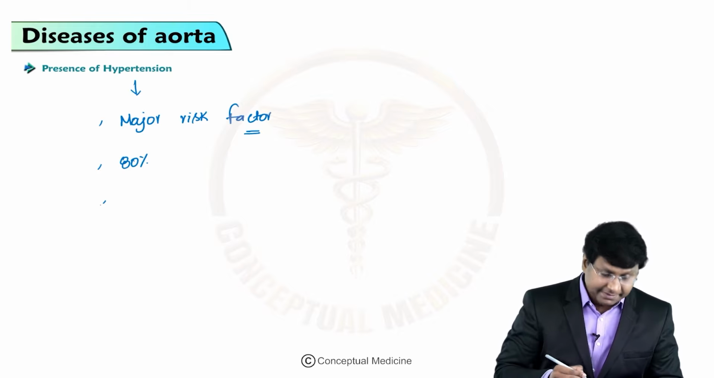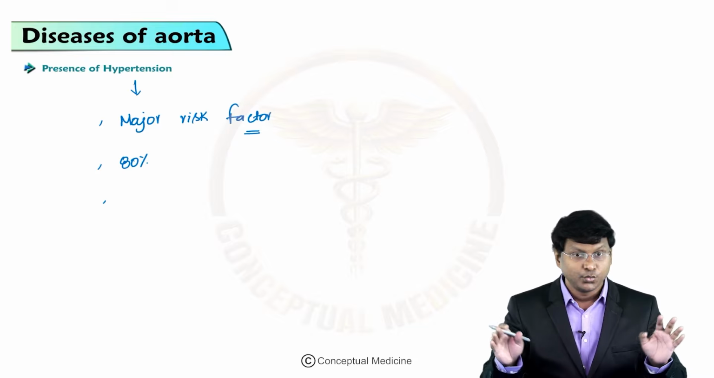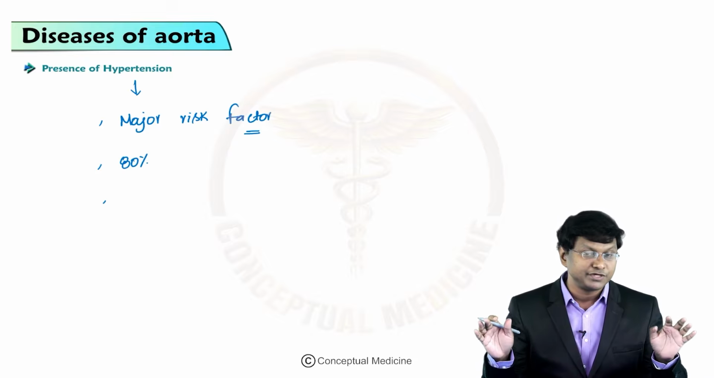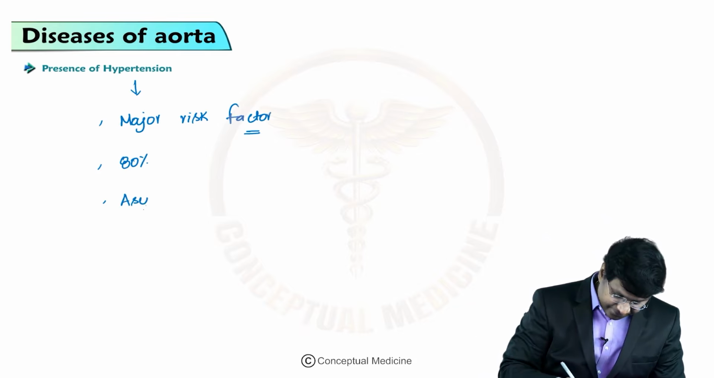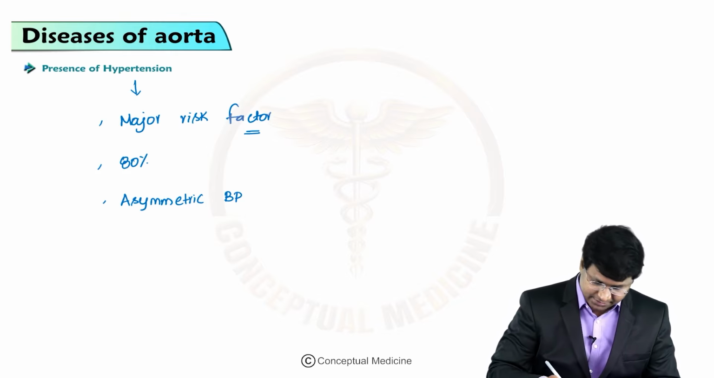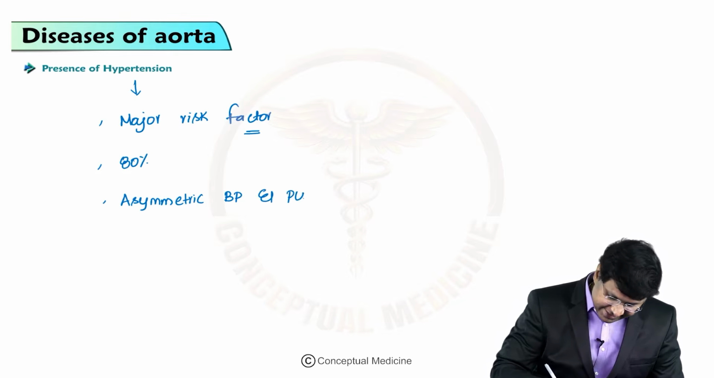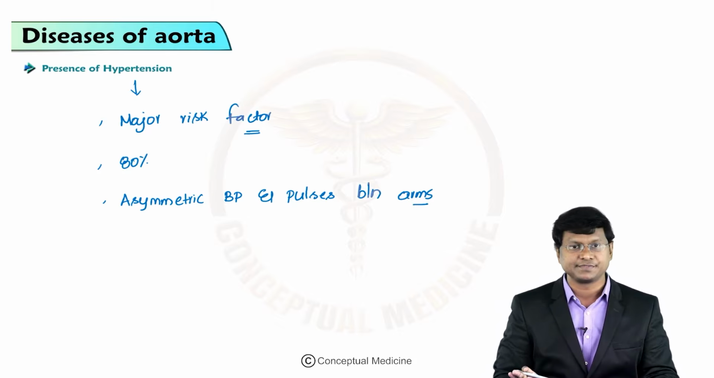And in these individuals with aortic dissection, when you measure the blood pressure between the two arms, there will be asymmetric blood pressure and asymmetric pulses between the arms.